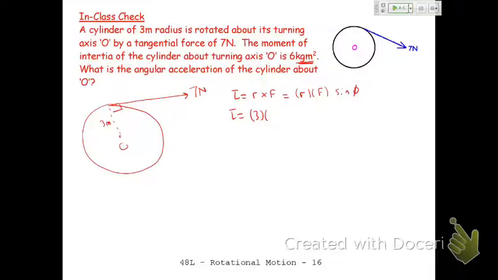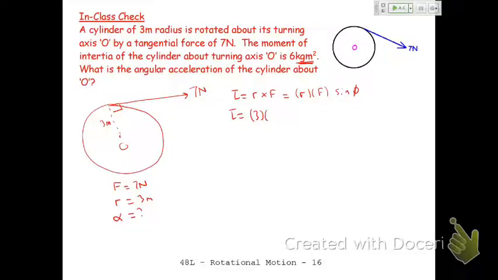What is the angular acceleration? Well, okay, I'm doing a different problem here. So I can say, okay, let's have a look. What do I have? I have F equal to 7 newtons, and I have R equal to 3 meters. And I want to find my angular acceleration alpha, which is equal to, I don't know.